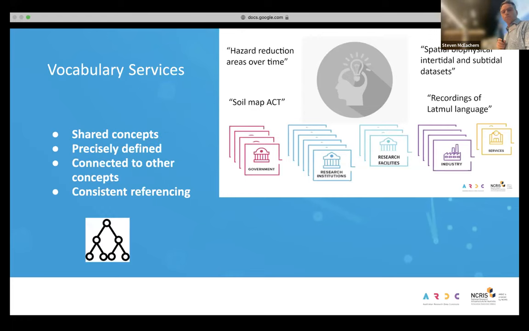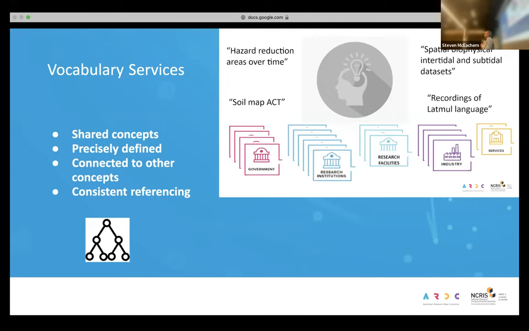So a vocabulary service then, from our point of view, was an initiative to have the concepts out there shared as a community resource, not siloed back in the institutions or the tables of the data sets of databases all over the place, to have them precisely defined, connect other references and to provide consistent referencing.